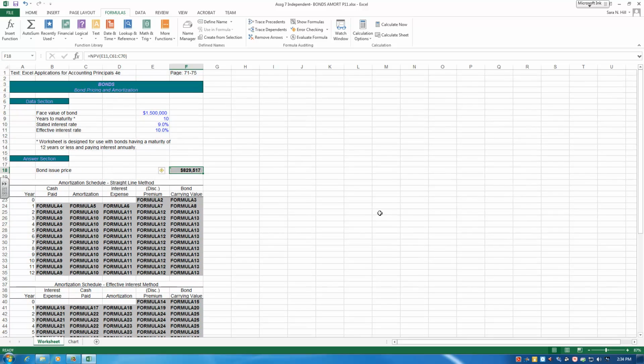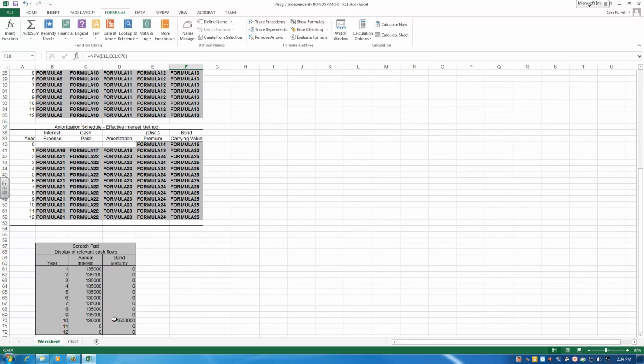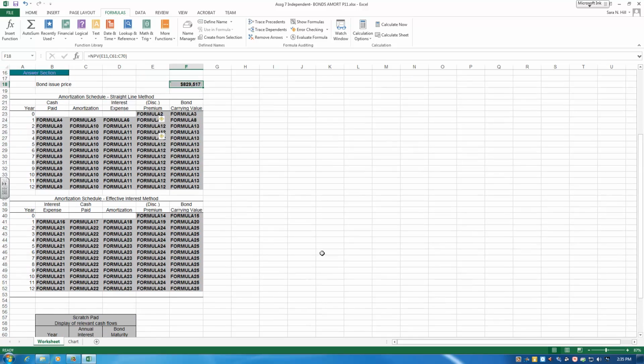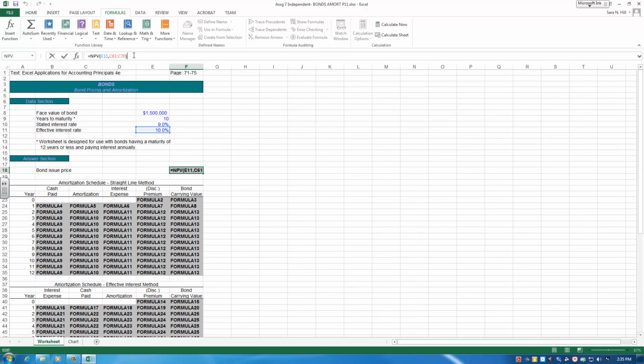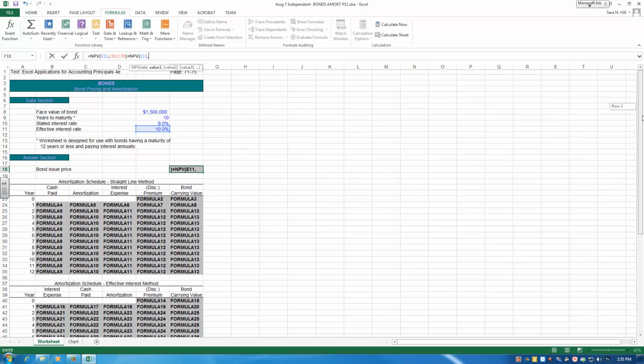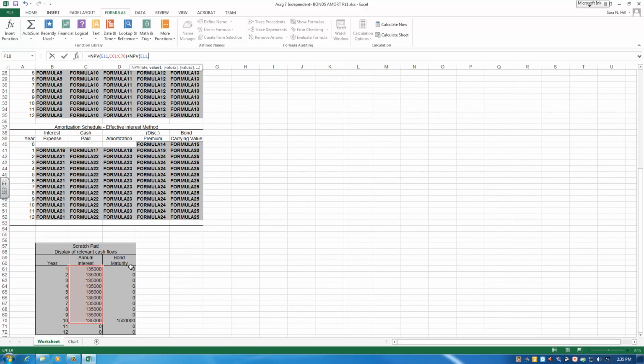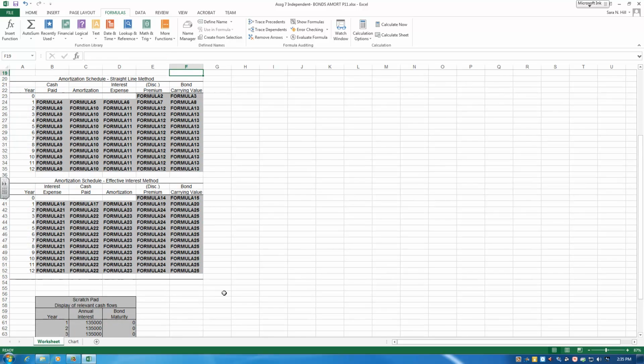Now I'm not quite done yet because there's also the final maturity payment. So I'm going to keep going with this formula, and now that I know the formula, I'm going to do plus the NPV, net present value, and a 10% interest rate, comma, and instead of taking the interest payments, I'm going to go ahead and take my final maturity payment. Close my parentheses and hit enter.